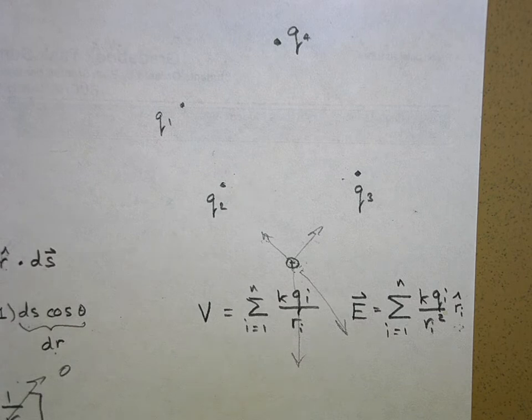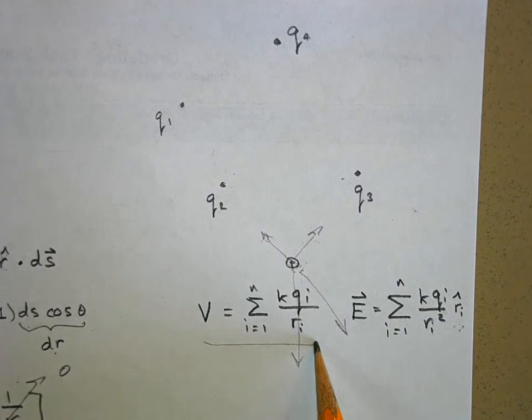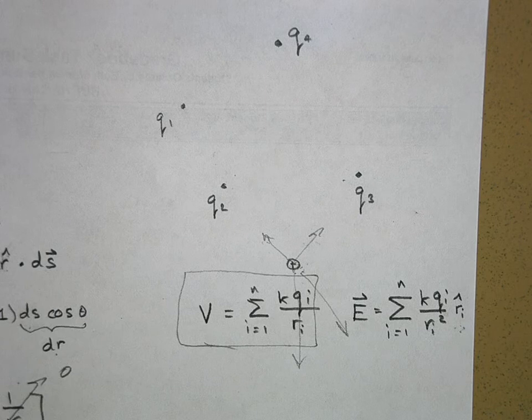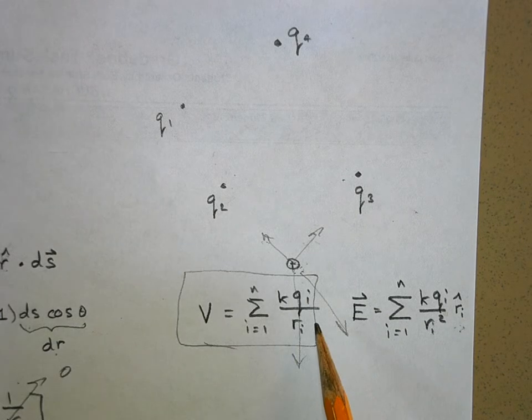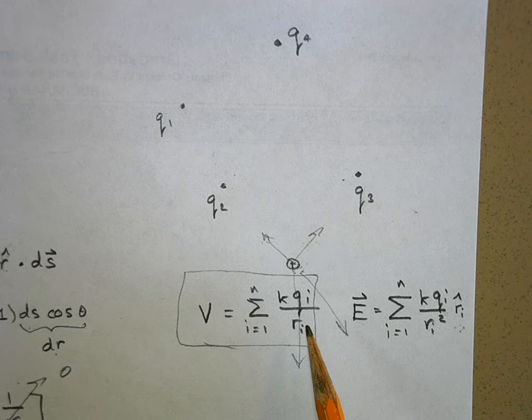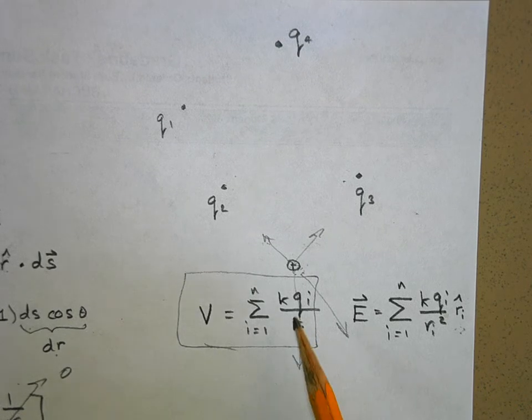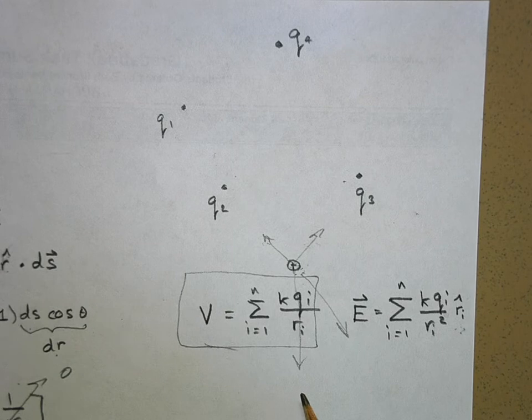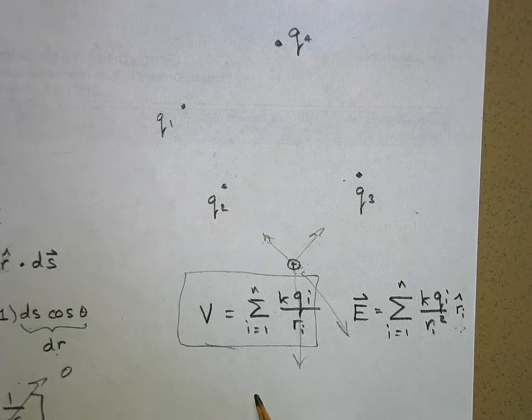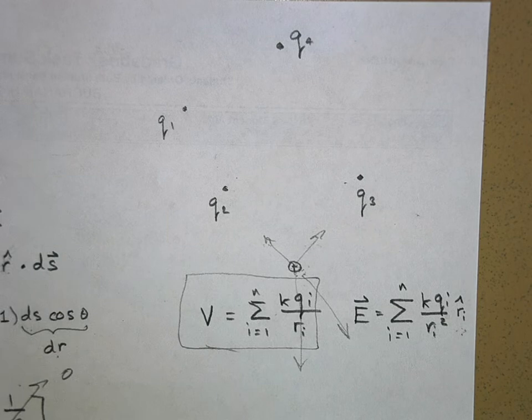But what do you notice about voltage? It's a scalar. There's no r hat here. There's no r hat. Okay, no, you just add them. It's just KQ over R plus KQ over R plus KQ over R. And that's nice. That's really easy to deal with.